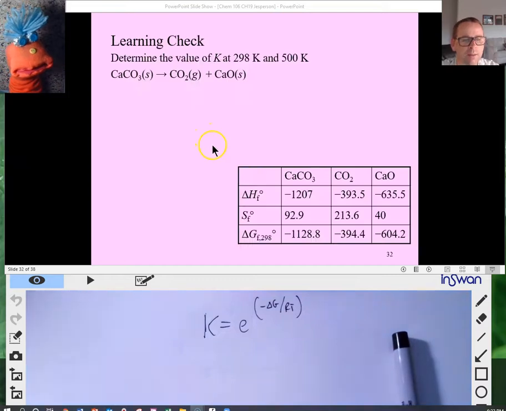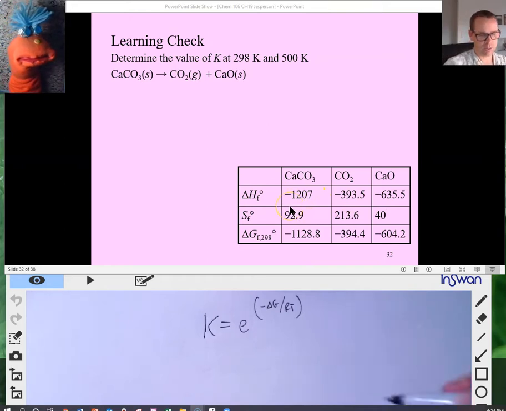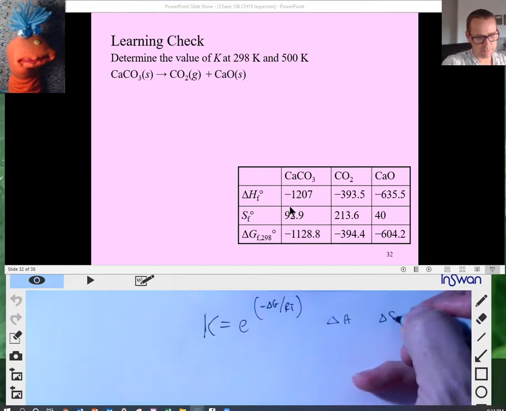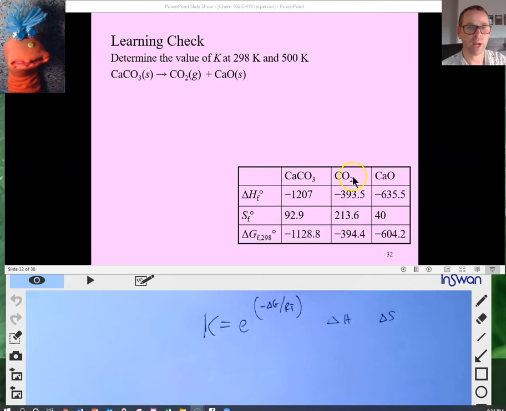So, can we get our delta G somehow? Yeah, we could just do it at 298 at least. We could just do products minus reactants for delta G of formation, right? Yeah, we could. We could just take the calcium oxide, negative 604.2, plus the carbon dioxide, negative 394.4, and then subtract our negative 1128.8, and that would give us the delta G of formation. What would be the advantage of finding the delta G by looking at the delta H and the delta S instead of the delta G of formation? Well, because then you can use a different temperature. That's right, and that's what we need to do.